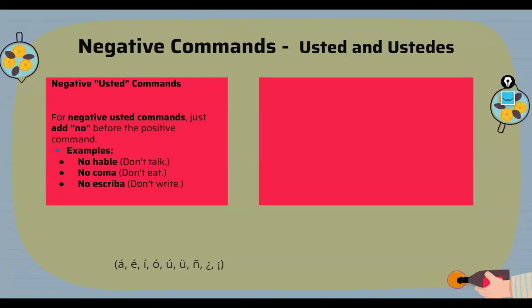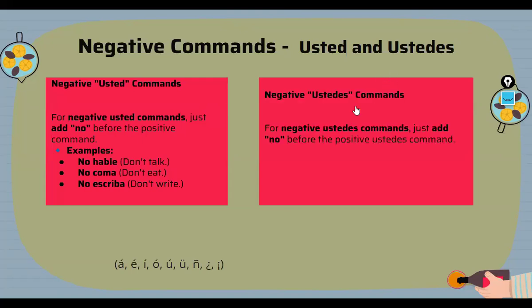So you follow the same rules as you did to form the positive commands, but then you put no in front of it, right? So if it's for usted, the opposite ending for AR verbs will be E. And the opposite ending for ER and IR verbs will be the letter A, pronounced A, right? All right, and for ustedes, same thing, no in front of the positive ustedes command. No hablen, no coman, no escriban.